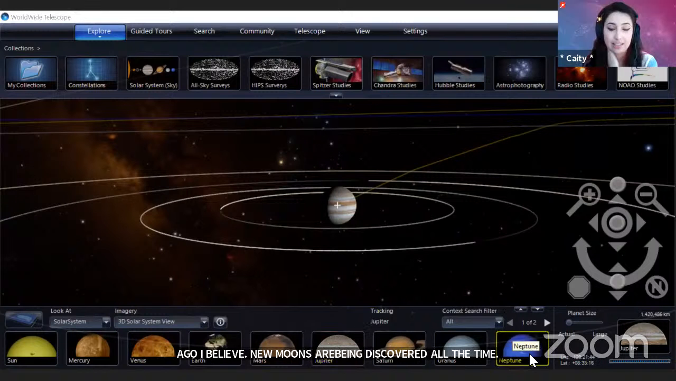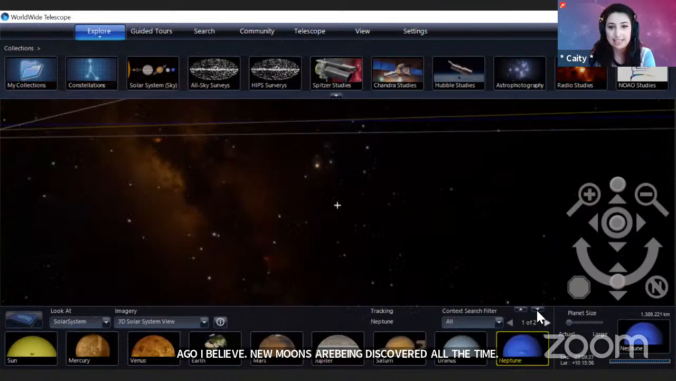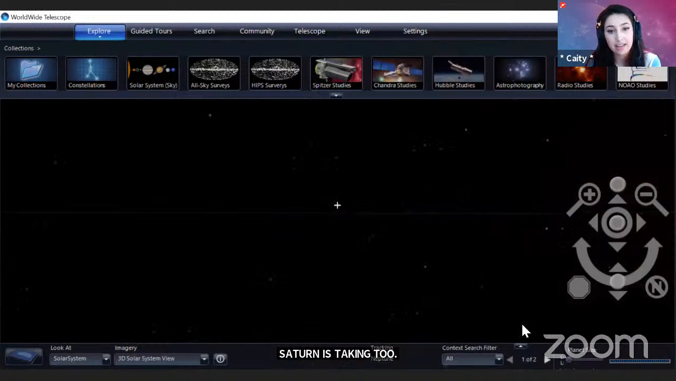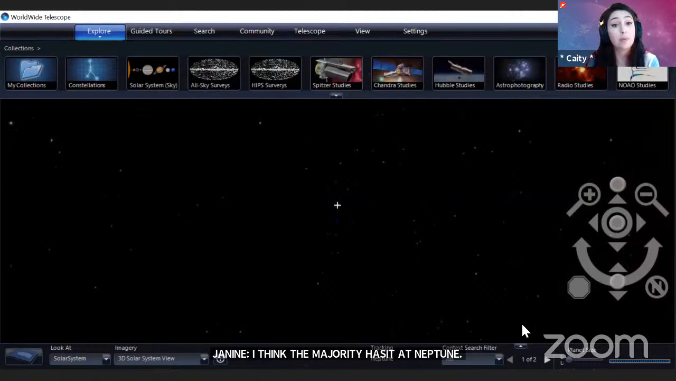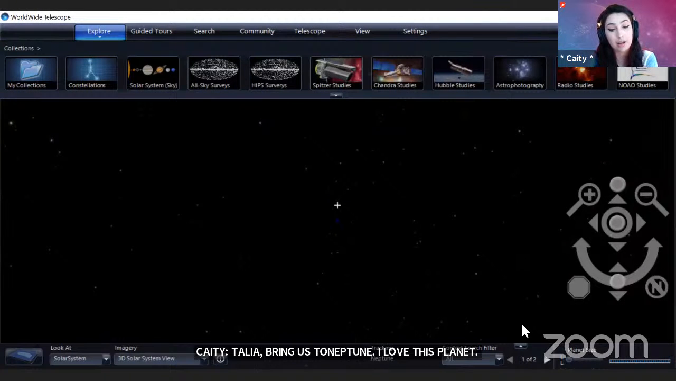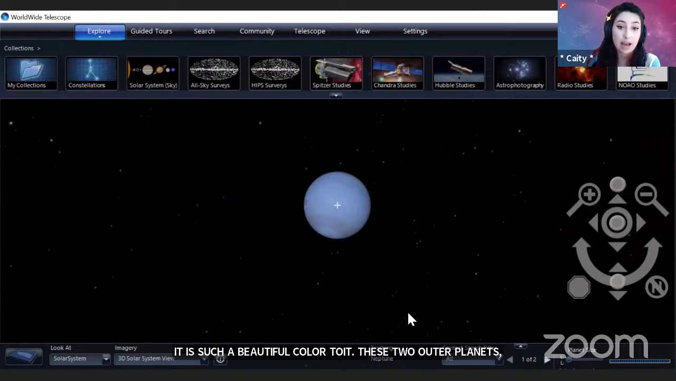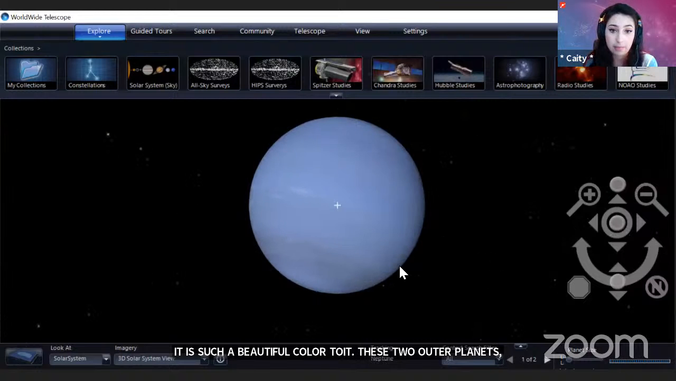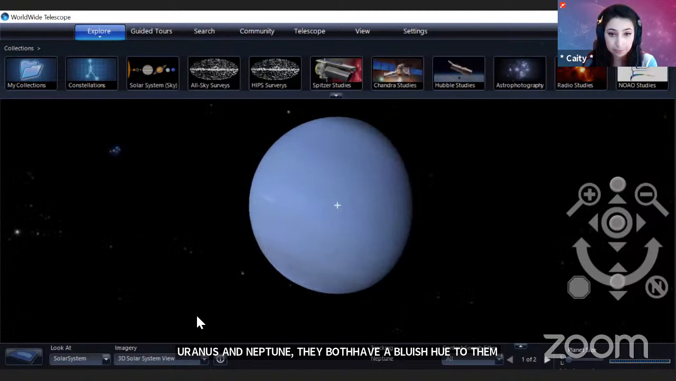Neptune. All right, Talia, bring us to Neptune. I love this planet. It's got such a beautiful color to it. And so these two outer planets, Uranus and Neptune, they both have a bluish hue to them, and that's because they are made up of mostly hydrogen and helium, but they also have a lot of methane in the atmosphere, and that's what gives them their bluish hue.